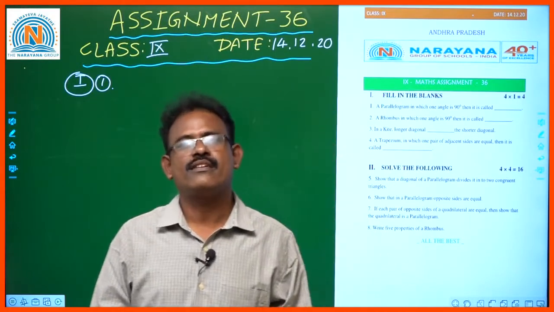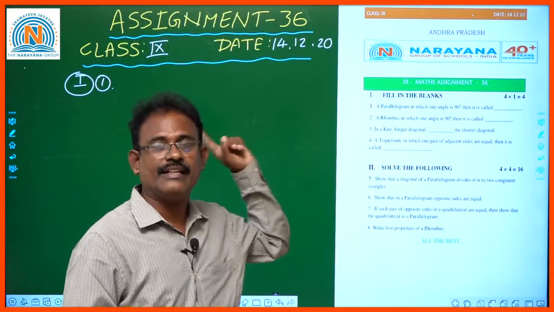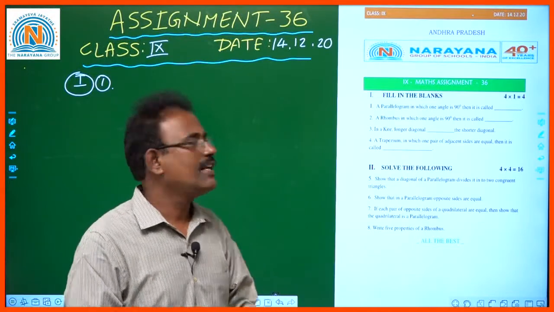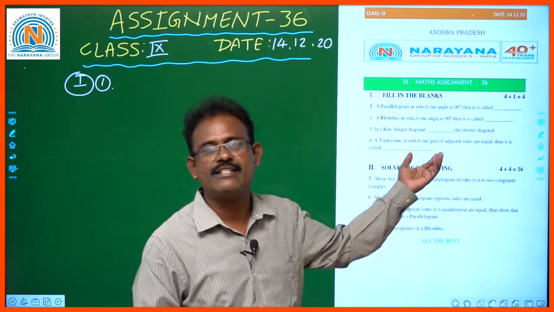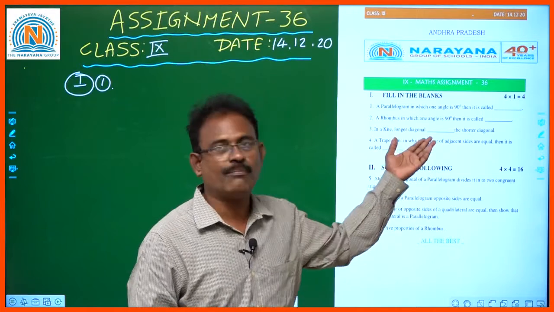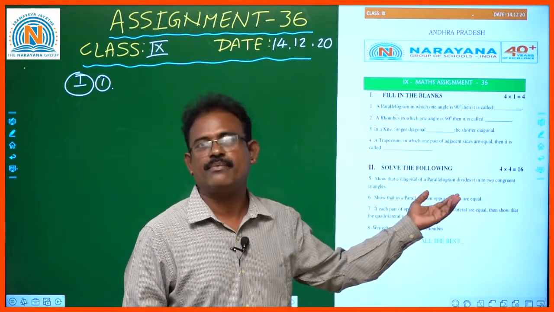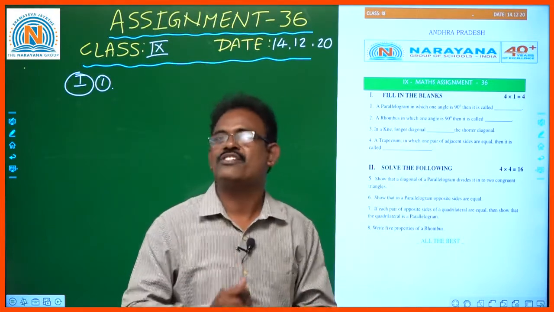Today we are going to discuss assignment number 36, 9th class, dated the 14th, children. If you come back to this model, it consists of 1 mark questions, nothing but blanks, and a second Roman, essay type, nothing but 4 mark questions, children. You come and join with me.